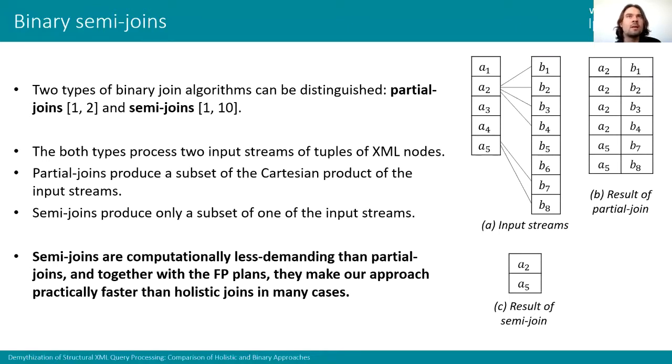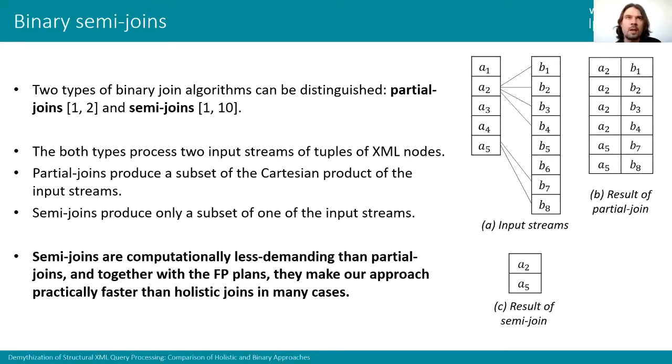In figure A, there are 2 streams of XML nodes, and we can see the pairs of nodes in some structural relationship. In figure B, there is a result of a partial join, and we can see that it's a subset of the Cartesian product of the input streams. In figure C, there is a result of a semi-join, which is a subset of only one of the input streams. So it is clear that the result of a semi-join can be much smaller compared to the result of the partial join.